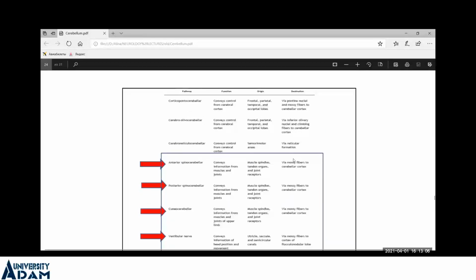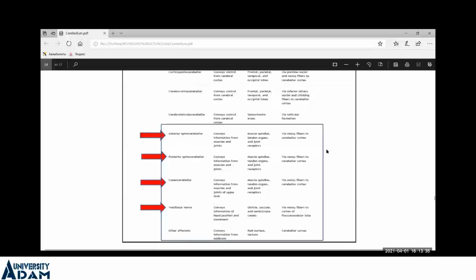Mossy fibers. And you can see here the three tracts that I explained before, corticopontocerebellar, cerebro-olivocerebellar, and cerebroreticulocerebellar. These three tracts convey control from the cerebral cortex, okay? So as you can see, guys, this is only the afferent pathways, but also we have an efferent pathway, and an intrinsic pathway. So as you can see, in only one cerebellum there are a lot of pathways, okay?